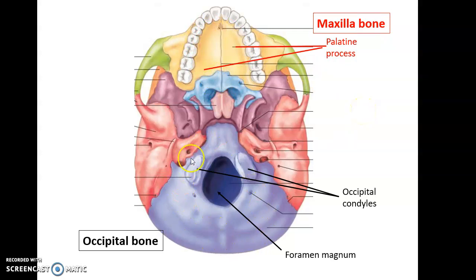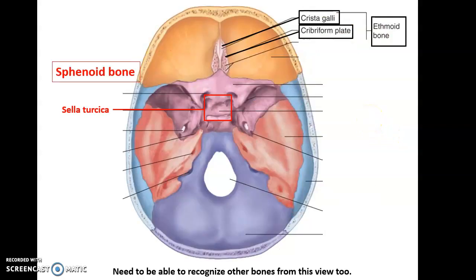Down here in purplish is the occipital bone. The occipital bone has a large hole called the foramen magnum. The spinal cord passes through the foramen magnum. It then has these two smooth rounded knobs on either side. These are the occipital condyles. They articulate with the vertebral column.